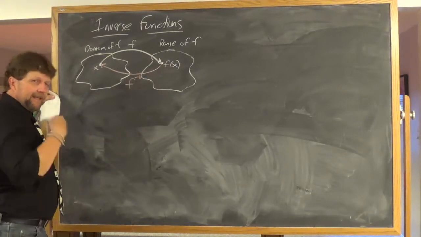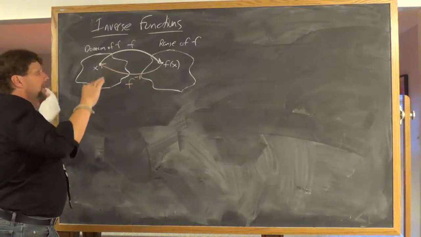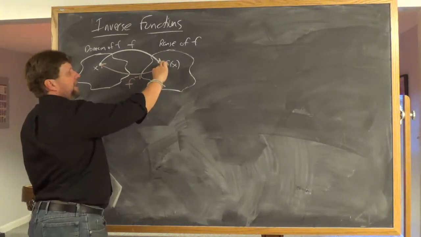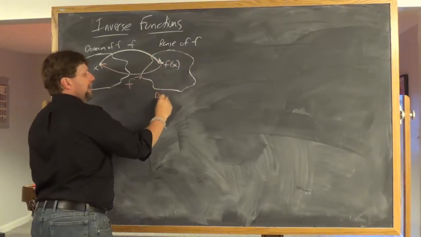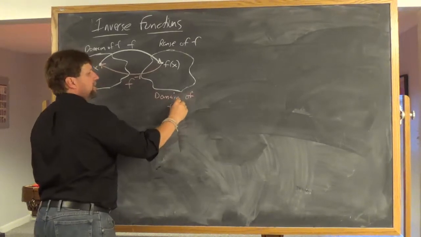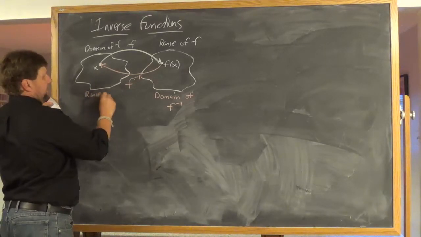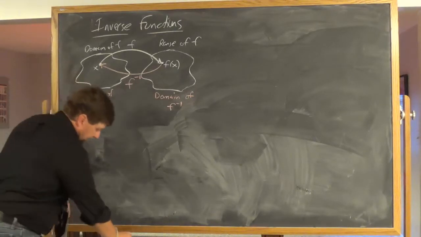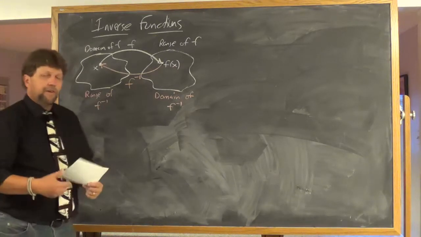Don't read that as f to the negative 1. You read that as f inverse. Notice in the blobs, since the inverse function is starting here, this blob would be the domain of the inverse function. And over here, this blob is the range of the inverse function. So some important pieces here about inverse functions.